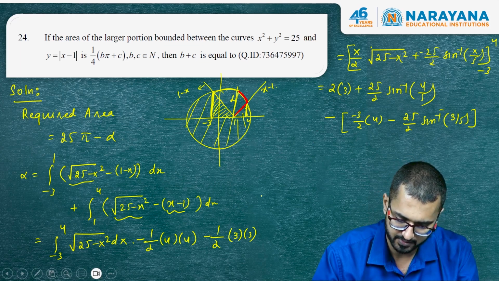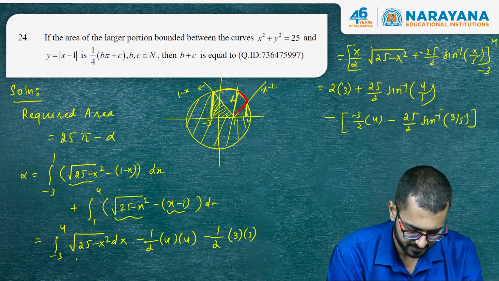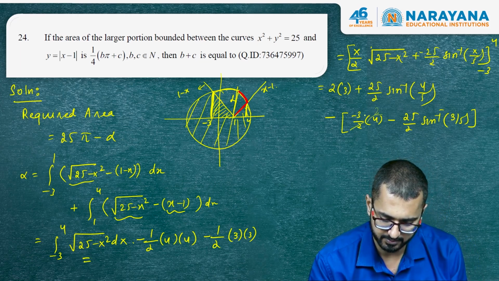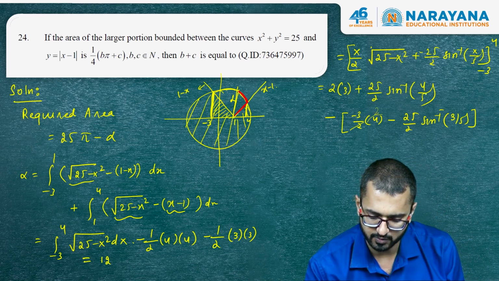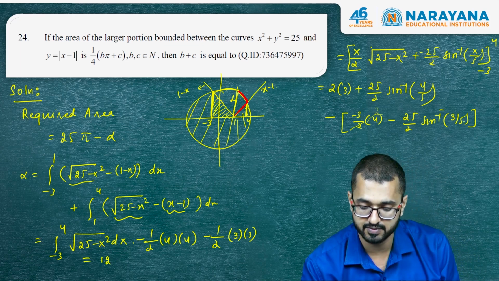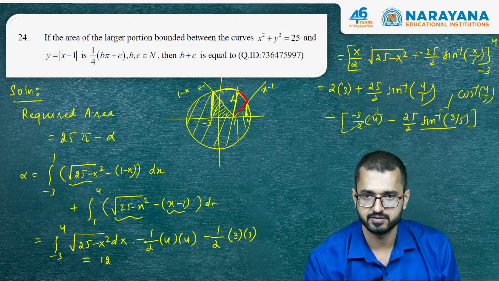I'll write down here in this portion. So 6 plus 6 will give me 12, and then 25 by 2 sine inverse 4 by 5 plus 25 by 2 sine inverse of 3 by 5. This sine inverse of 3 by 5 can be written as cos inverse of 4 by 5, and then sine inverse plus cos inverse will give me pi by 2.